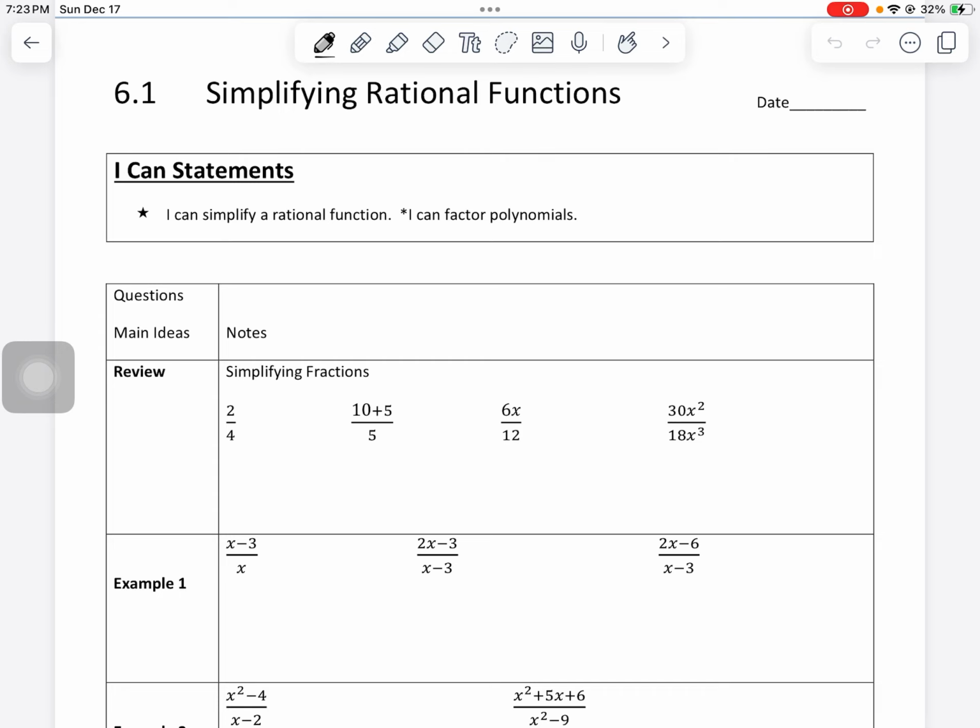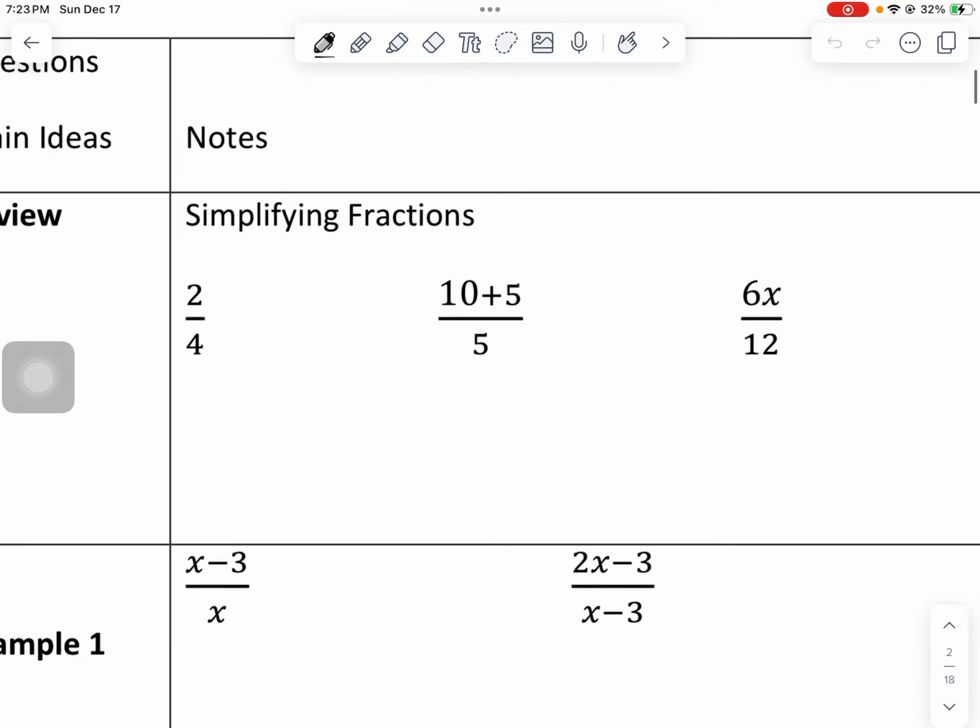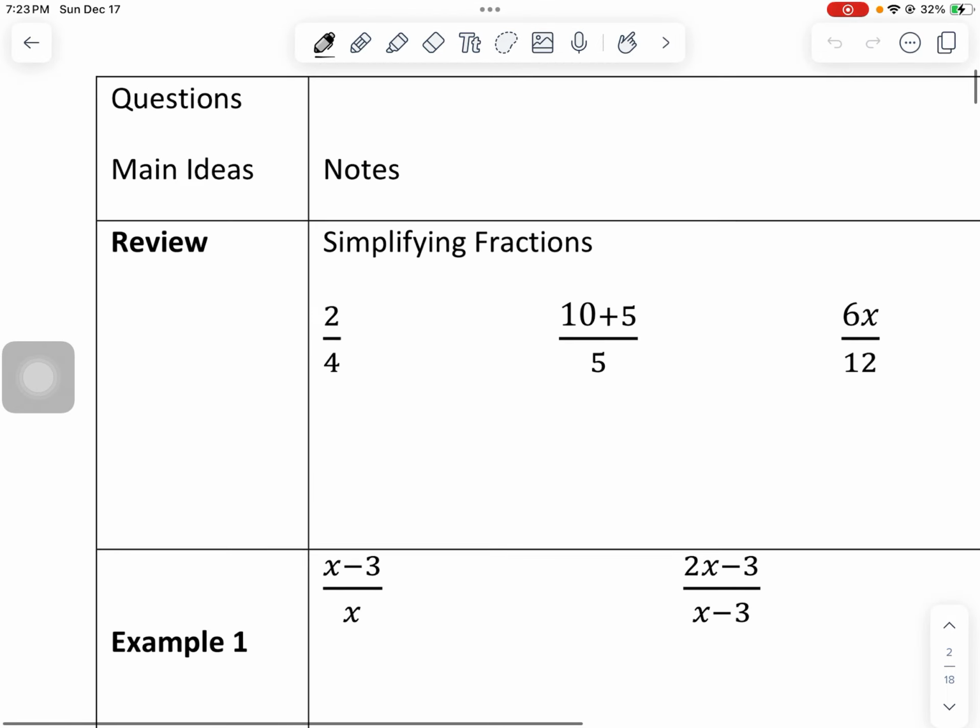This is the first lesson in Unit 6, and basically we're going to be working with a lot of fraction ideas. We're going to be doing some factoring, and we're going to break down and try to simplify these fractions as much as possible. So we're going to start out with some easier ones that you've seen in the past.